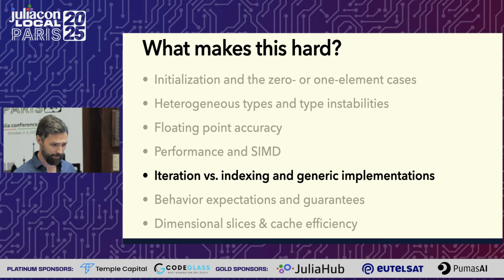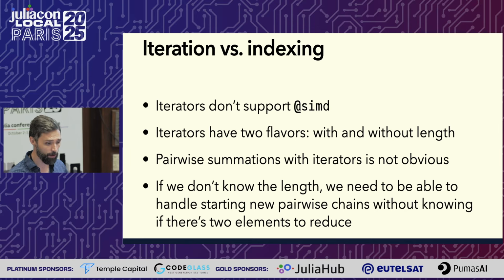What else makes this hard? Well, we have iteration, we have indexing, and we have all sorts of generic implementations, and there's lots of things that find their way through reductions. Iterators themselves don't support SIMD. They can have two flavors: maybe they know their length, maybe they don't. And pairwise summation with iterators isn't an obvious operation. It took both Stephen Johnson and myself a while to realize that it doesn't actually require arbitrary random access into the array to do a pairwise reduction, which is one of those things that in hindsight is like, oh yeah, that should have been obvious. But no, we can do that.